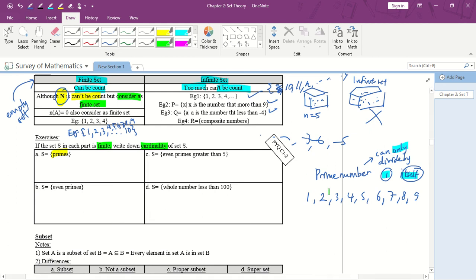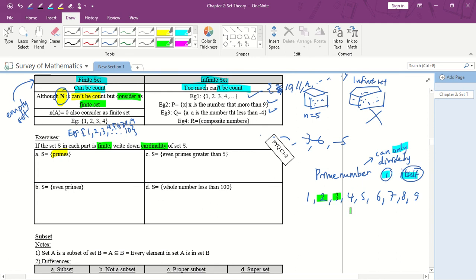So this one. How about 2? 2 can divide by 1. 2 divided by 1 becomes 2. Okay. But 2, can it divide by itself? Yes, it can divide by itself. But can it divide by other things? No, right? Because it can divide by 1 and can divide by itself only. So 2. How about 3? 3 can divide by 1? Yes. Can it divide by 2? No. Can it divide by itself? Yes. So only 1 and itself.